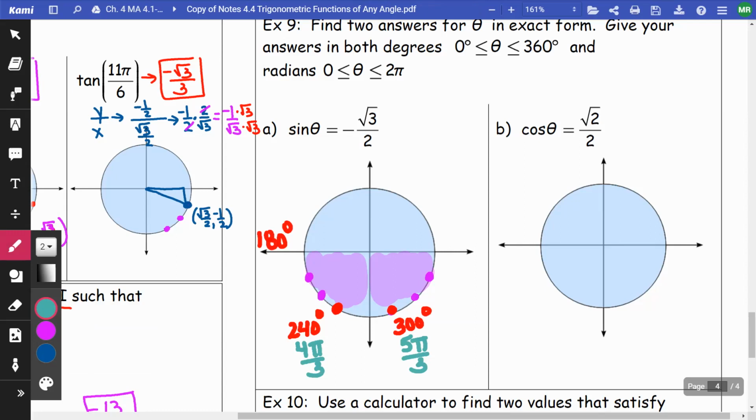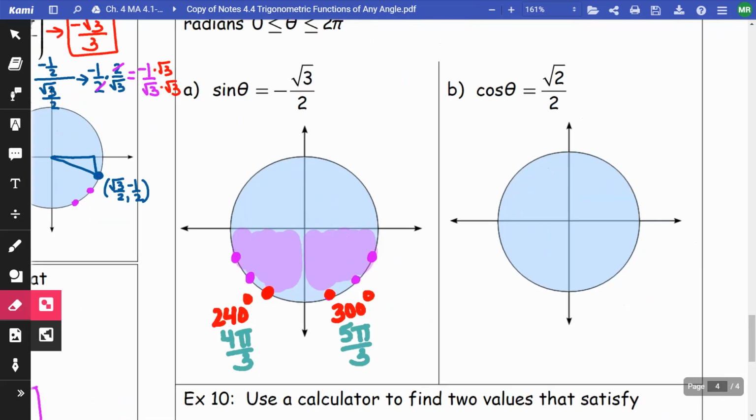So the ones in red, let me get rid of the 180 so you don't think that's an answer. The ones in red, the 240 and the 300 degrees, are the two angles in degrees that would give me a negative root 3 over 2 for sine. The two angles in teal are the radian versions of the angles that would give me a sine that's equal to a negative root 3 over 2.